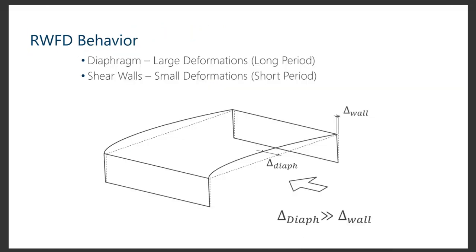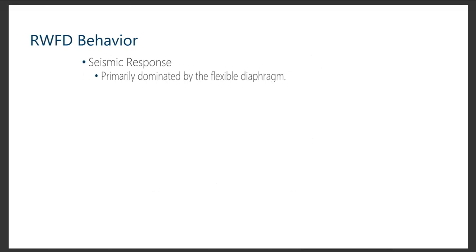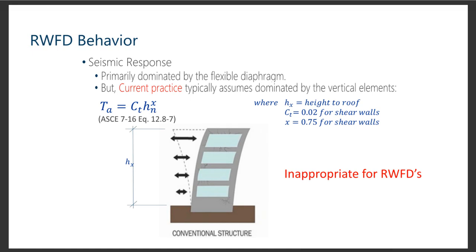The behavior of these buildings is quite unique compared to most of the buildings that we would otherwise be engineering. The diaphragm has very large deformations, resulting in a long period of vibration. Where the shear walls are short and stiff, they're going to have very small deformations, resulting in a very short period. So this diaphragm dominant design plays quite a bit into how they perform in an earthquake. So the seismic response is primarily dominated by that flexible diaphragm with the long period.